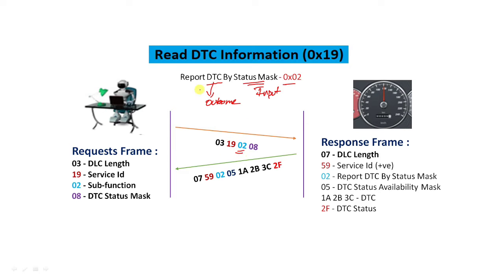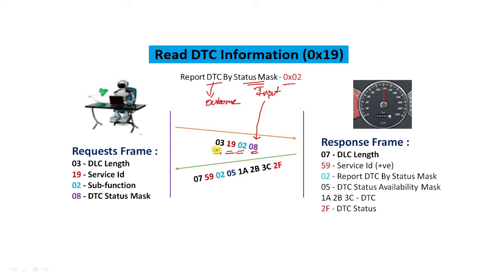02 is the subfunction of the complete service, read DTC by status mask, and 08 is the DTC status mask. So you are getting it from the input, right? The input is 08, and 02 just denotes we are using this subfunction. And 19 is the service ID, and this is the DLC length, that is the number of bytes. I'll explain the DLC and service ID in the positive response only with this subfunction. From the next subfunction we'll skip this part so that we can save time and use it for something new.